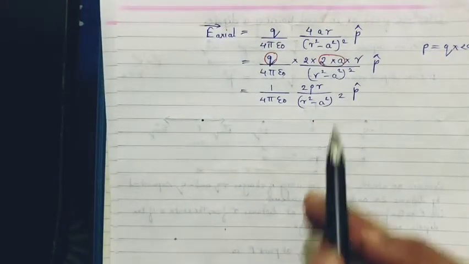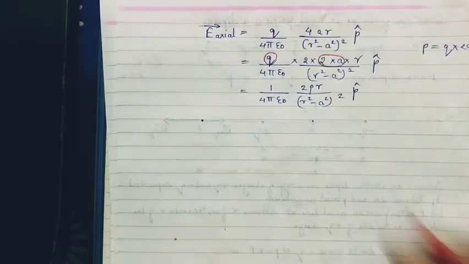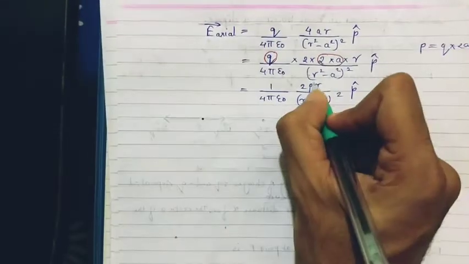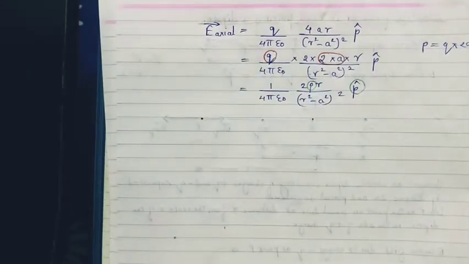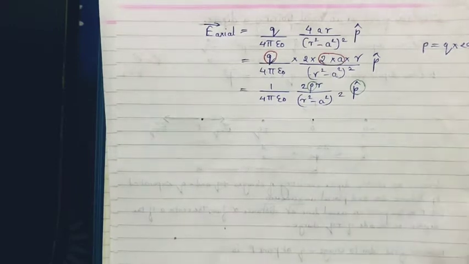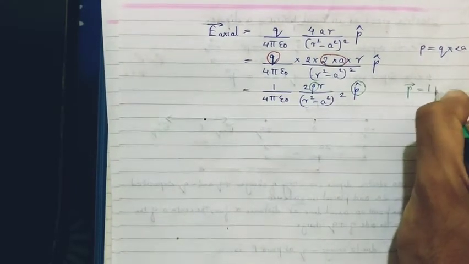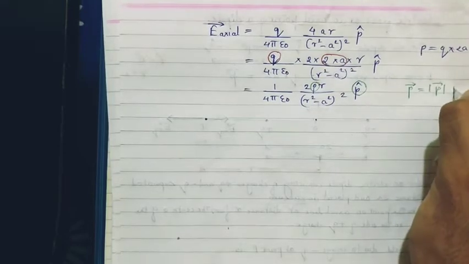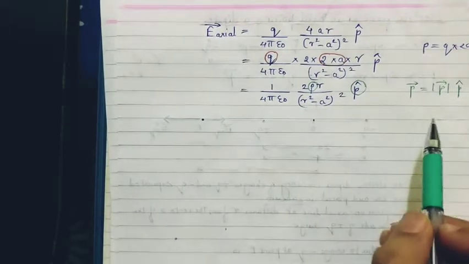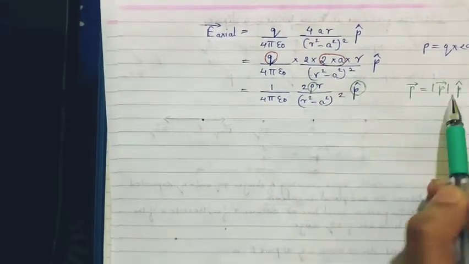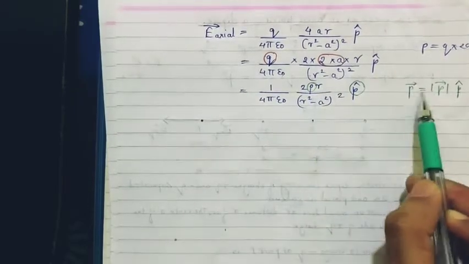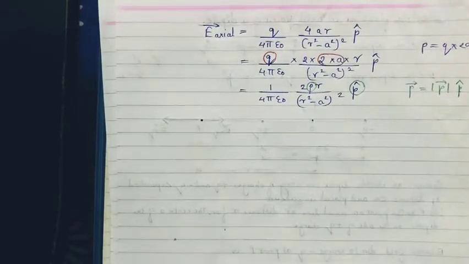Now if you see over here, this p into p cap, the unit vector, will be nothing but the vector, that is basically the electric dipole moment. Because why? Because how do we write a vector? P is equal to the magnitude of p into the unit vector of p. Correct? So we have the magnitude over here and a unit vector. So you can replace this by the vector quantity itself. So how will I write this?